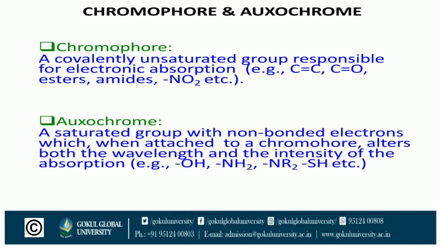Now the next is auxochrome, a saturated group with non-bonded electrons which, when attached to a chromophore, alters both the wavelength and the intensity of the absorption. Examples are OH, NH2, NR2, SH, which all contain a lone pair of electrons. So the auxochromes are groups connected with the chromophore that alter both the wavelength and the intensity of the absorption.